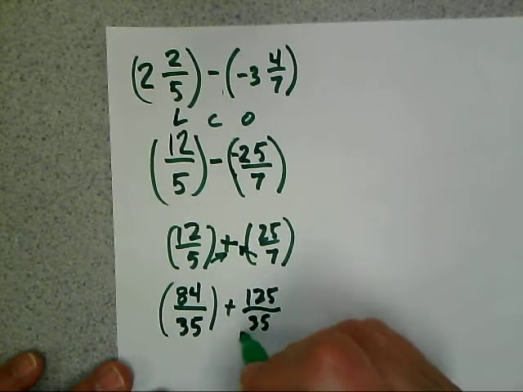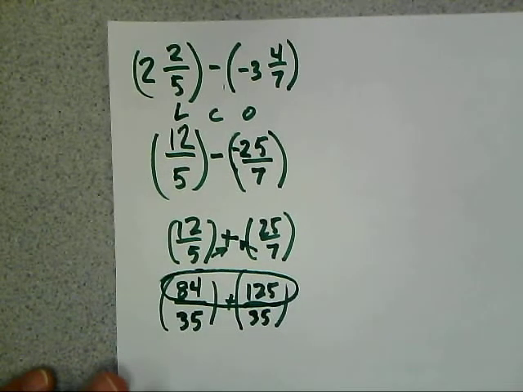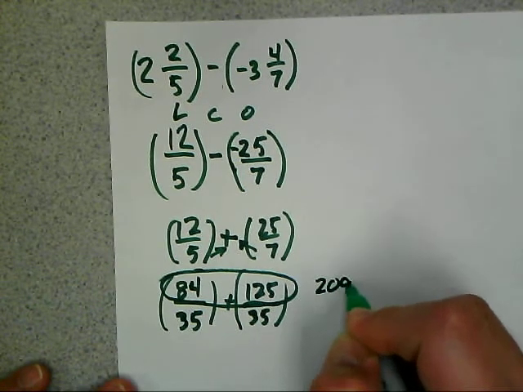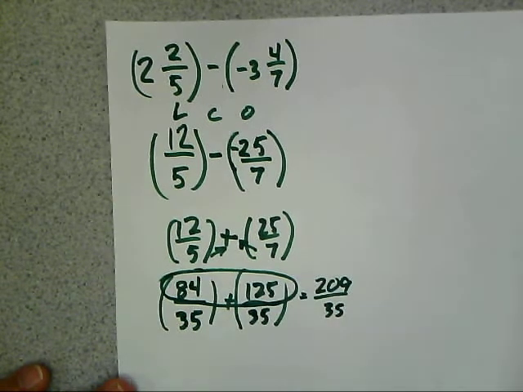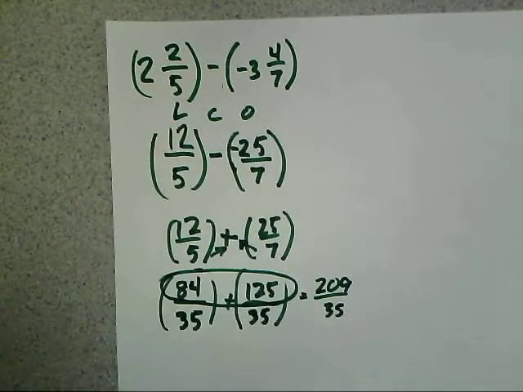And 35. Now that we have a common denominator, we can go ahead and add the numerators together. So 84 plus 125 equals 209. So 209 over 35. We're going to leave it as an improper fraction. So 3 doesn't go into it, 9 doesn't go into it. Offhand, it doesn't look like it's going to reduce. So if I look on the back of my notes, yep, over 35. No reduce. It does not reduce. All right.